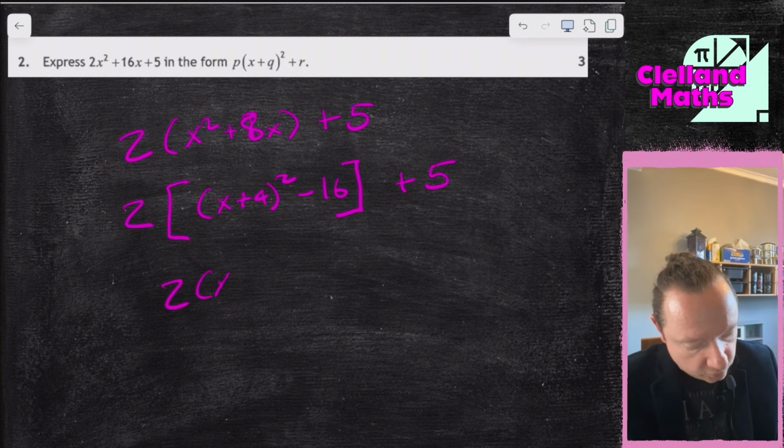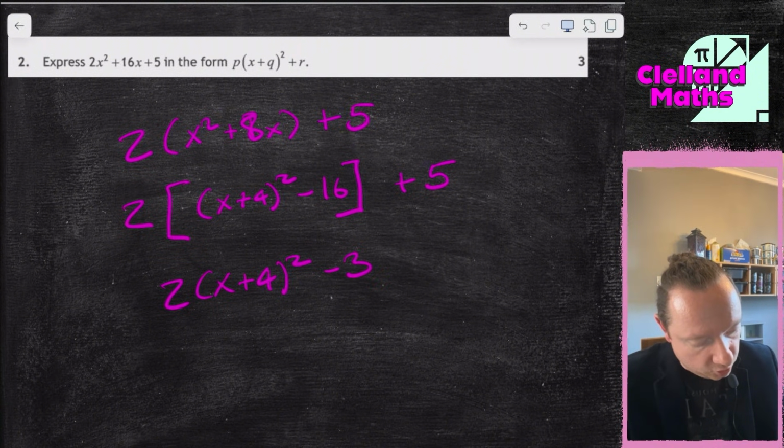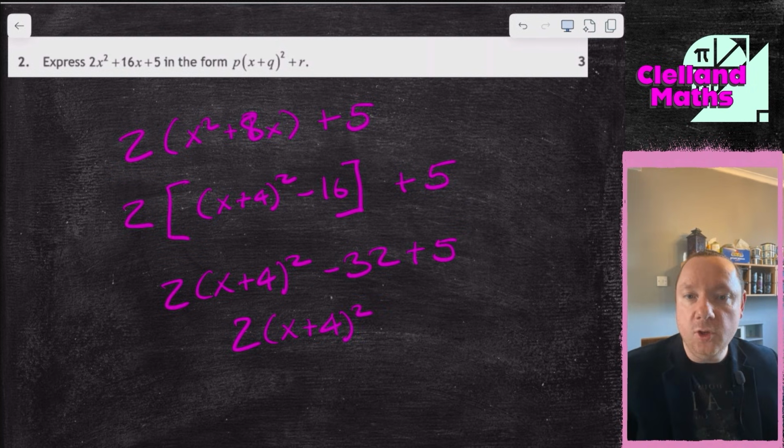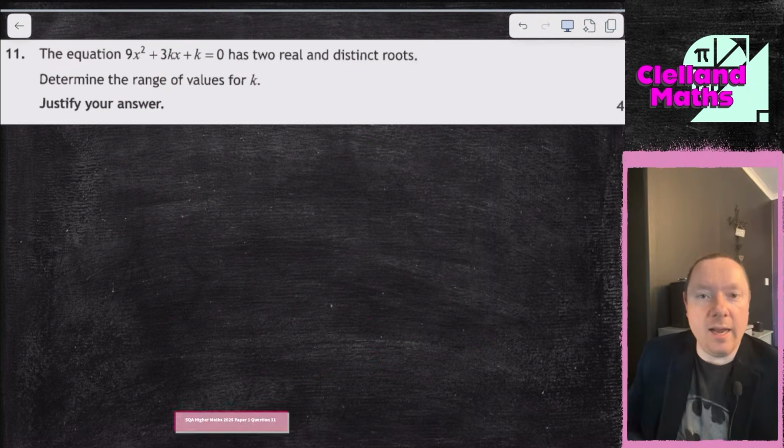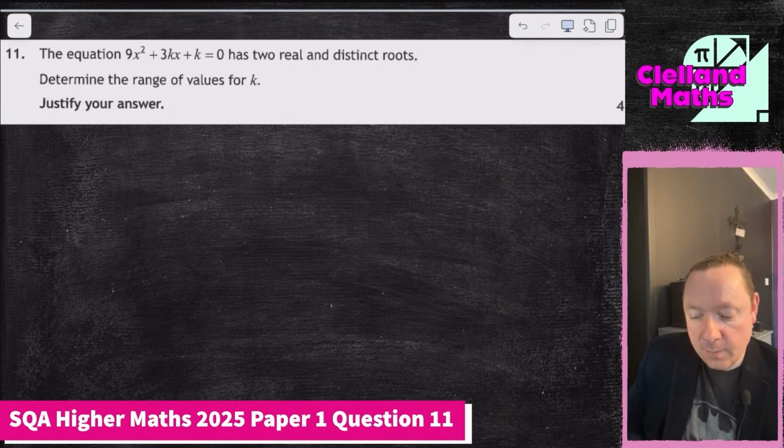So that's 2 times x plus 4 squared. And I'll have to do 2 times 16, which is 32, plus 5. So finally I get 2 times x plus 4 all squared, minus 32 plus 5 is minus 27. And we're done there.